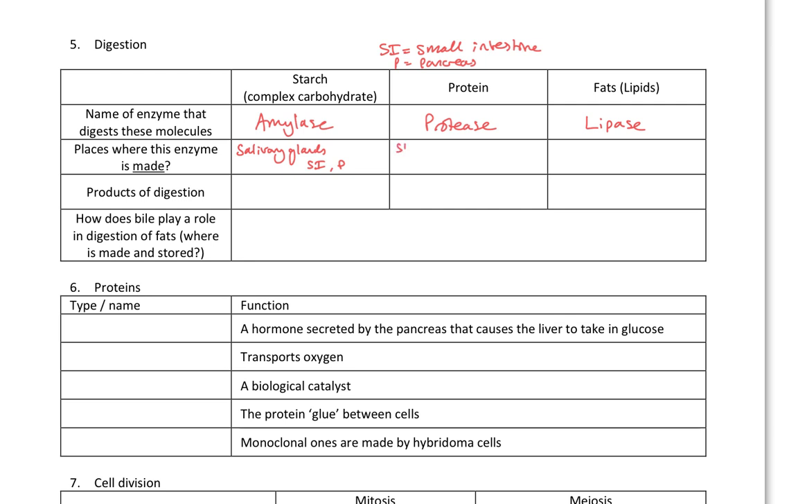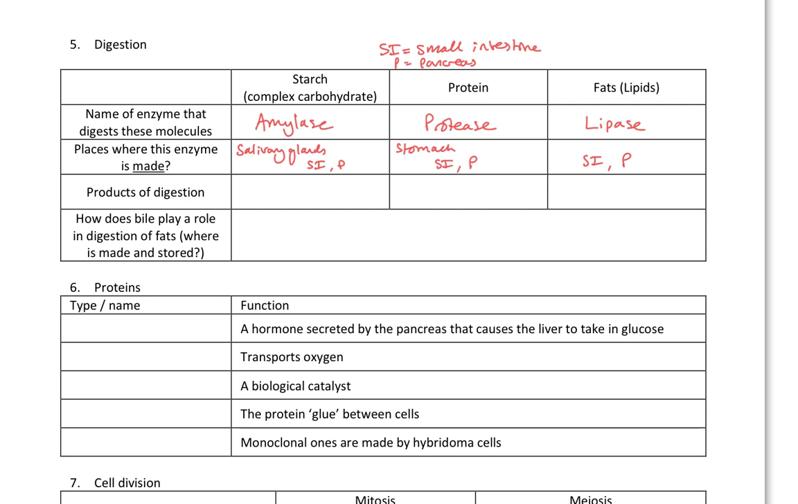Proteases are made in the stomach, small intestine, and pancreas as well. And lipases are just small intestine and pancreas. All enzymes are made in the small intestine and pancreas.